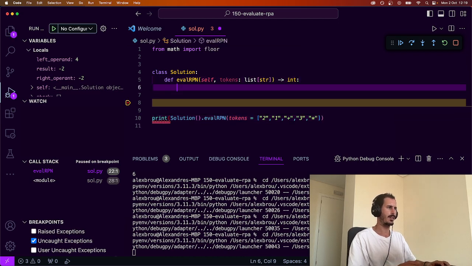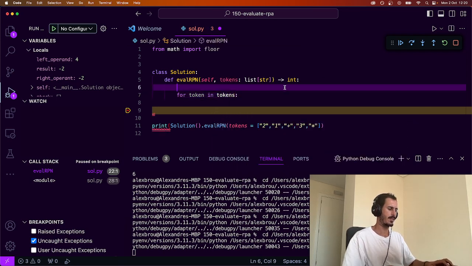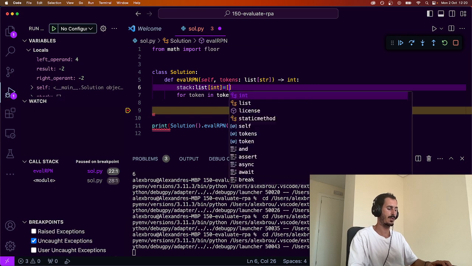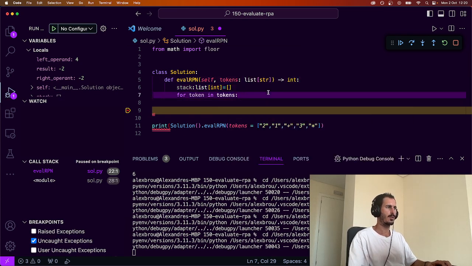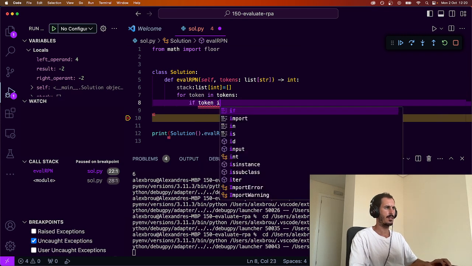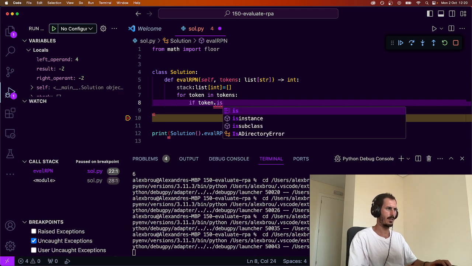So what do we do here? We need to iterate for a token in tokens. But first of all, stack is going to be a list of integers that starts with nothing. So for token in tokens, we say if token dot is numeric.